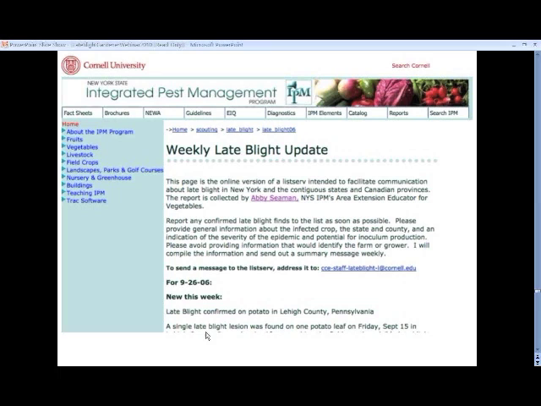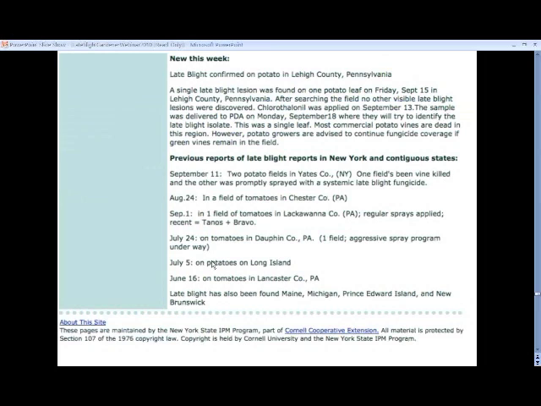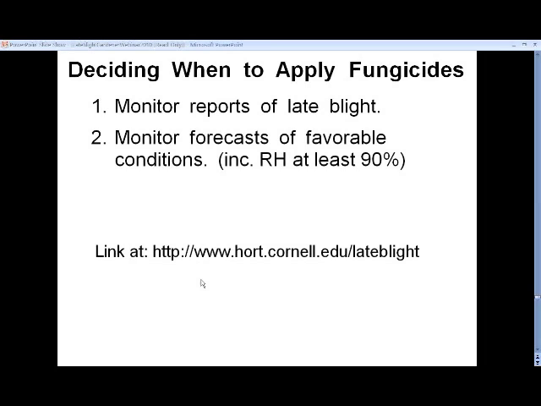When it occurs, we get the word right out to farmers and let them know what's happening, and we share the information with other extension staff. It's the only disease that we have an update and a listserv where we're getting information out to each other. That's how important this disease is. And if you were to scroll down that page, here are the other reports of late blight in 2006. You can see very few reports. That's a typical late blight year. We don't have a lot of late blight occurring in the greater Northeast.